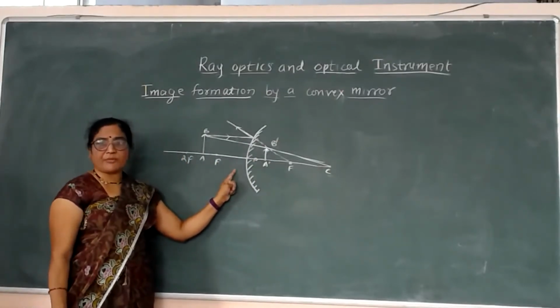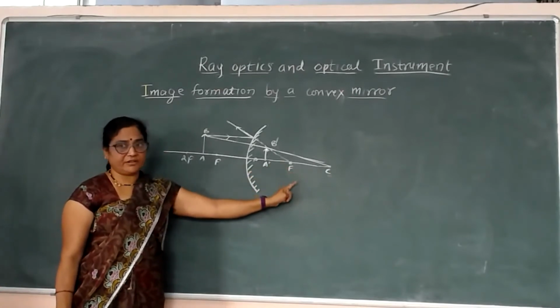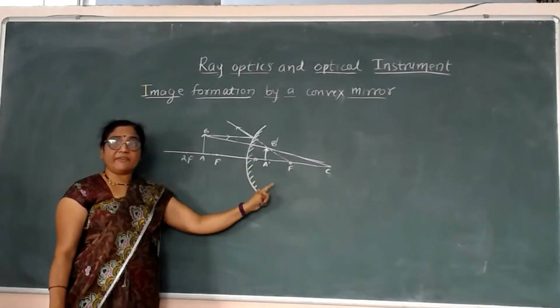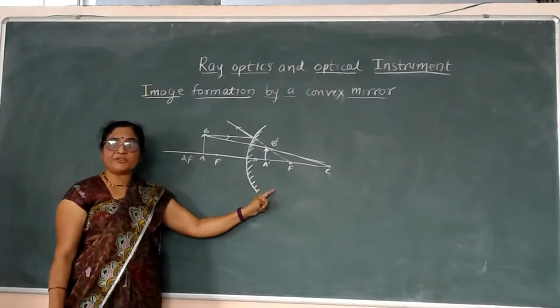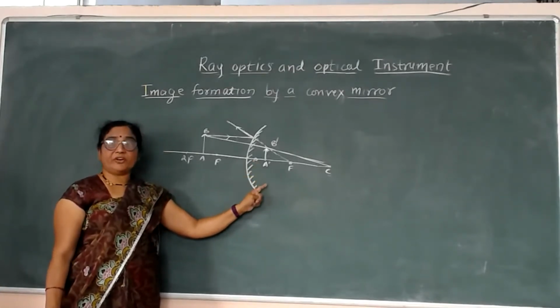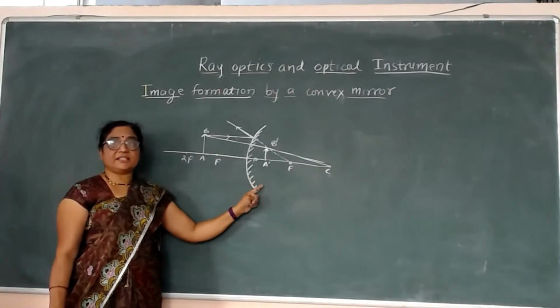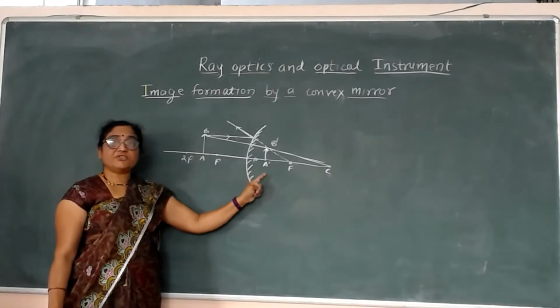This is an image formation due to the convex mirror. A convex mirror always gives a virtual image. What is the meaning of virtual image? The image which is formed due to the diverging rays is known as a virtual image.